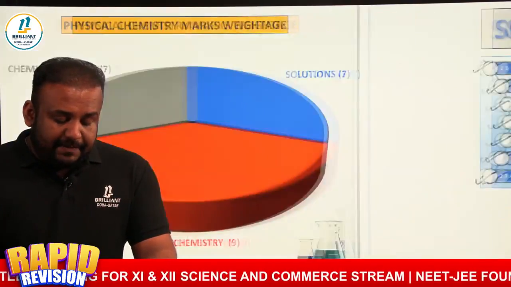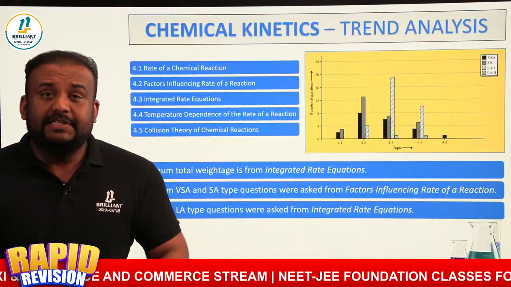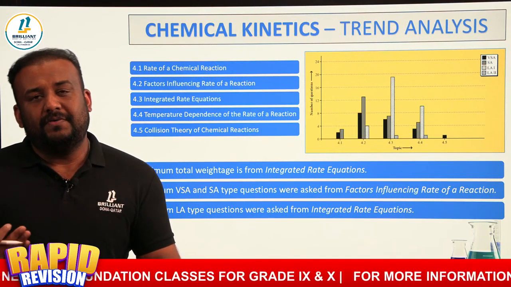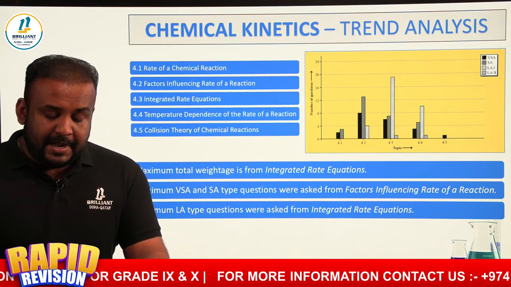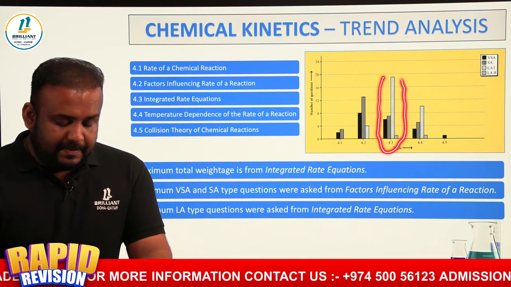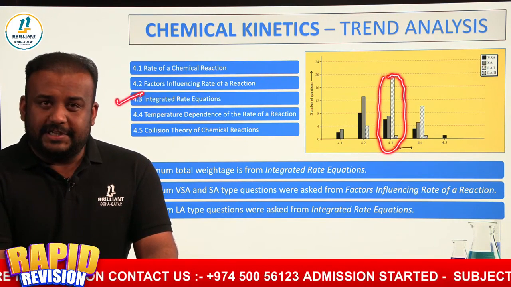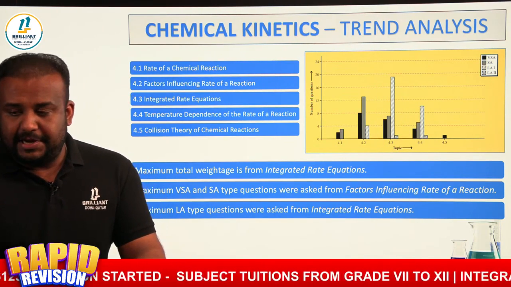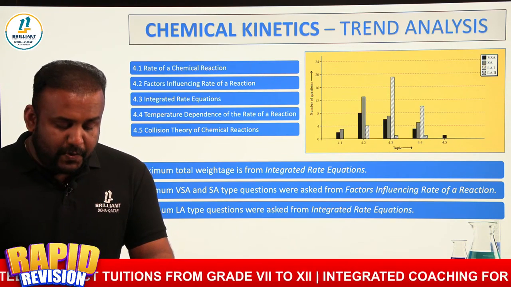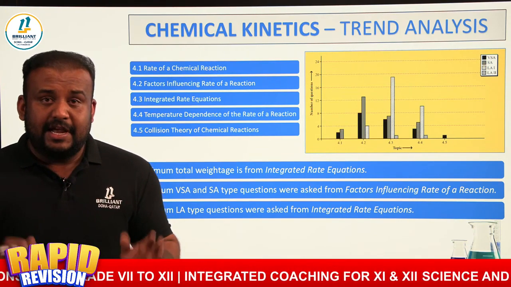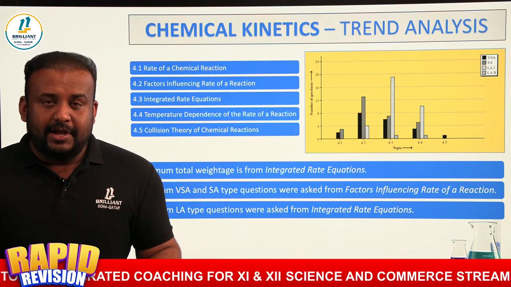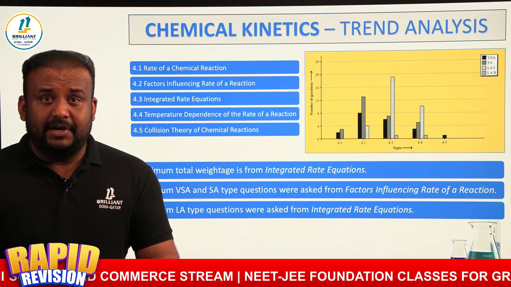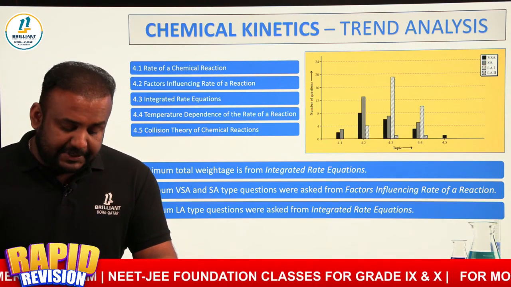From the next chapter, which is chemical kinetics, you can see chemical kinetics has a lot of numerical questions asked every year. And topic 4.3, which is the integrated rate equation, is where the most questions were asked in the past 10 years. So I request all of you to please have a quick recap in the last minute of the formulas, the graphs, and the repeated questions which were asked in the previous board exams.